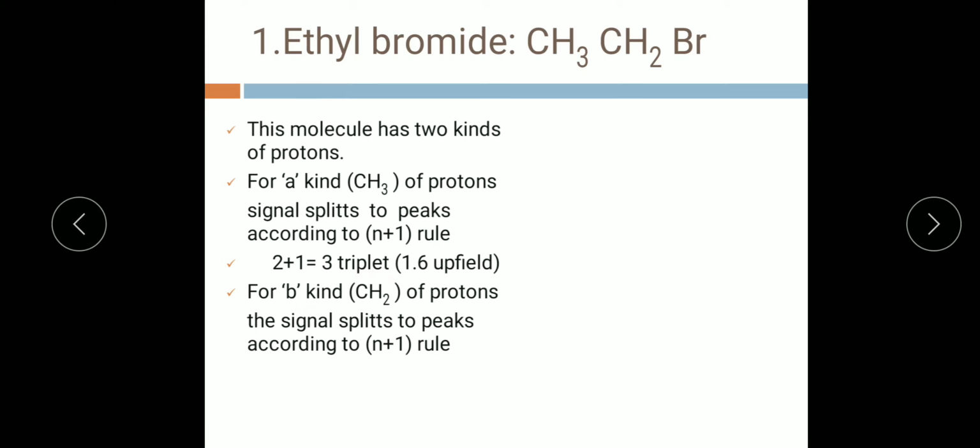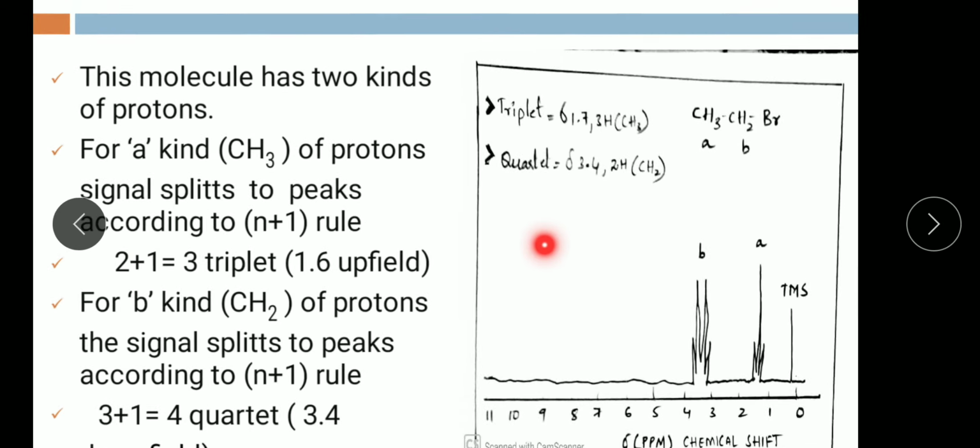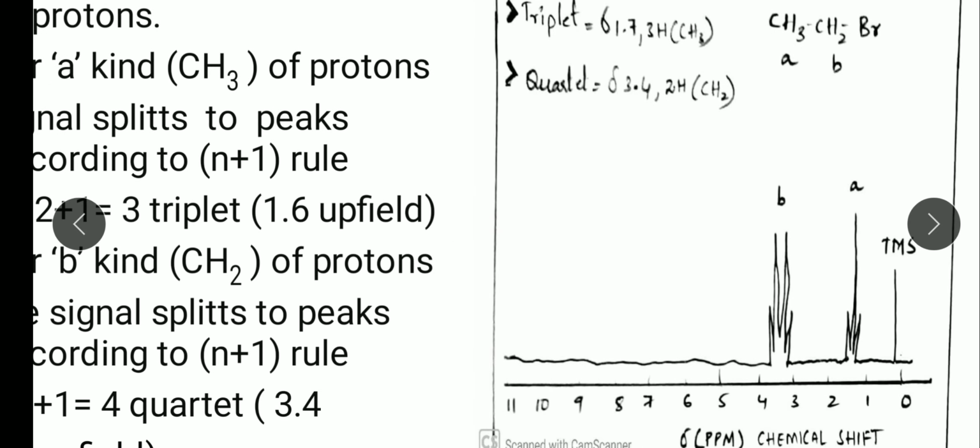For B kind of protons, that is CH2 protons, the signal splits according to the n plus 1 rule. So in the neighboring position 3 are there, so 3 plus 1, a quartet at 3.4 delta downfield. If you see the diagram, it is clear that CH3, CH2, Br. These CH3 are the A type protons.